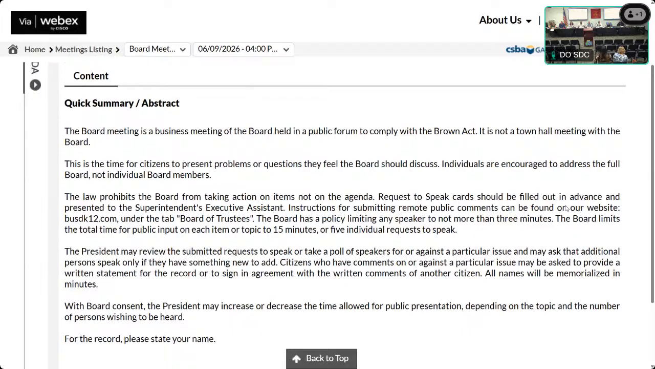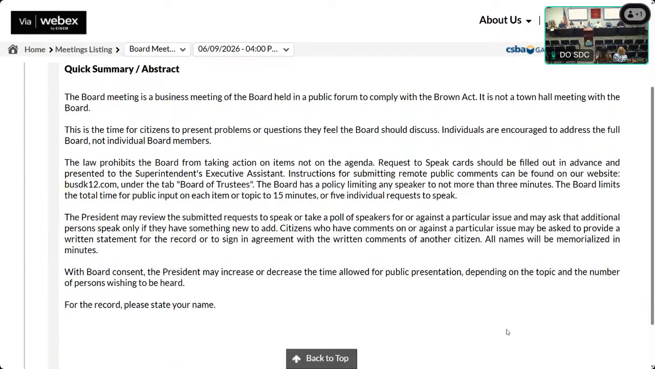Citizens who have comments on or against a particular issue may be asked to provide a written statement for the record or sign an agreement with the written comment of another citizen. All names are memorialized in minutes. With the board's consent, the president may increase or decrease the time allowed for public presentation, depending on the topic and the number of persons wishing to be heard. For the record, please state your name. We have one tonight, and it is an invitation to the MCLB Back to School event. Mr. Adam Diaz is here to discuss that.